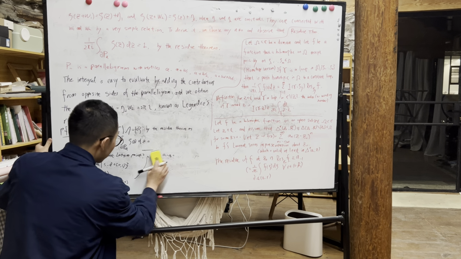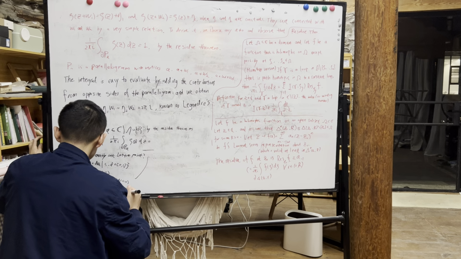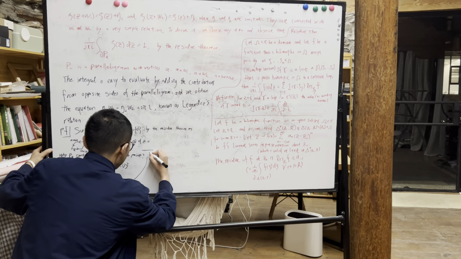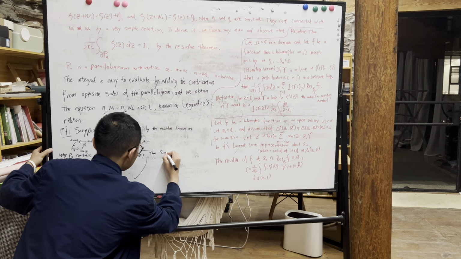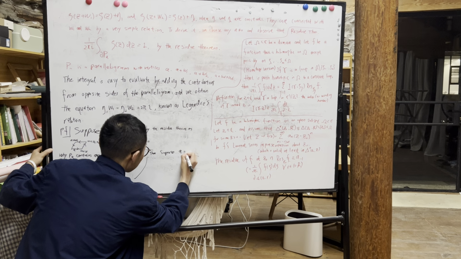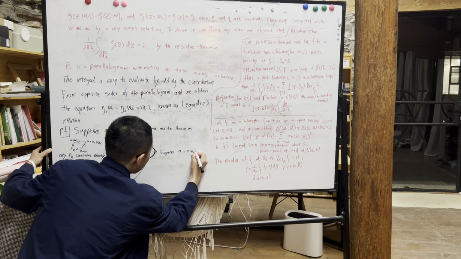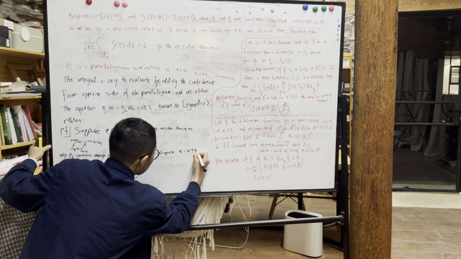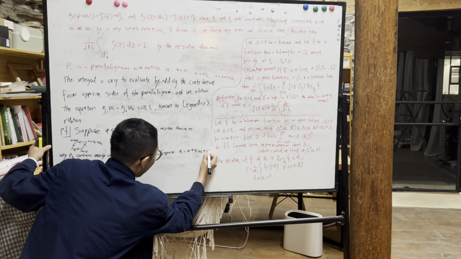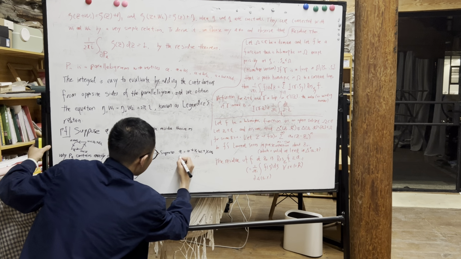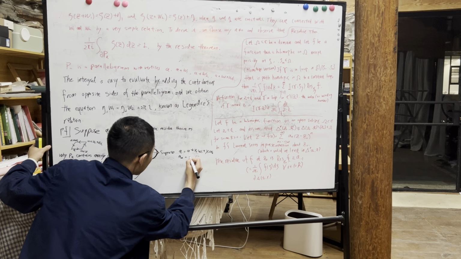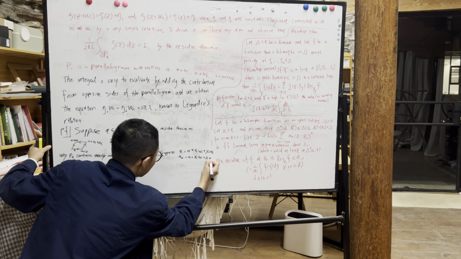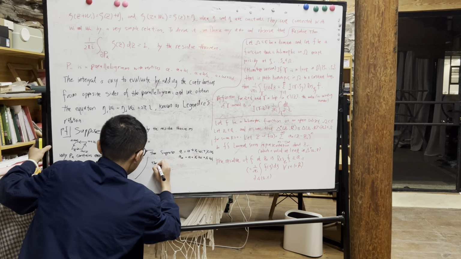Okay, so let me pick some letters. Suppose A1 is equal to A plus x1 omega 1 plus y1 omega 2. And then A2 is equal to A plus x2 omega 1 plus y2 omega 2. Okay, so then we have that.